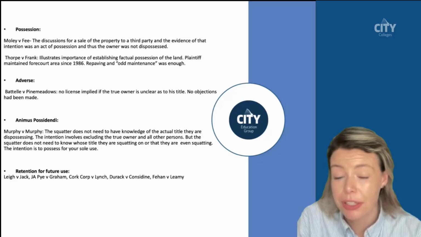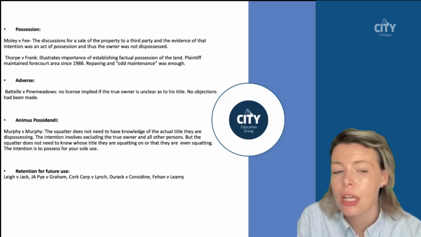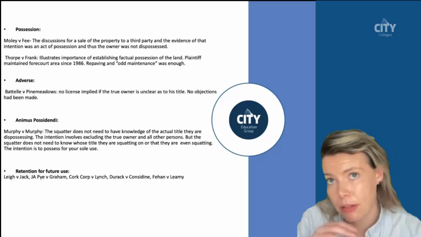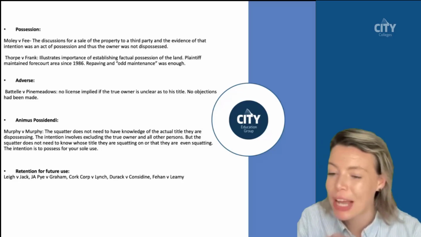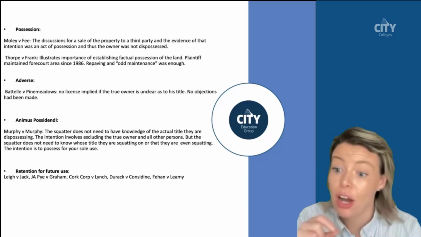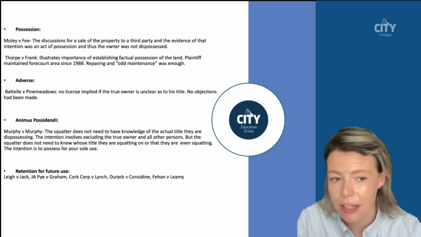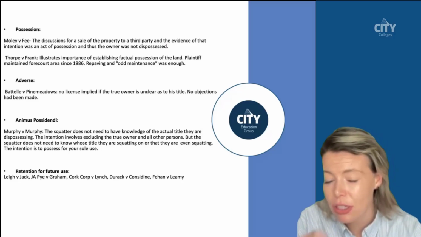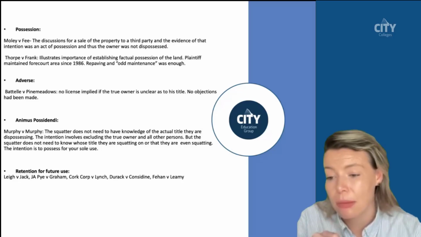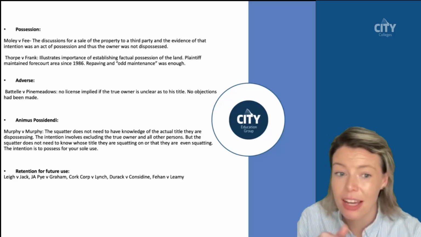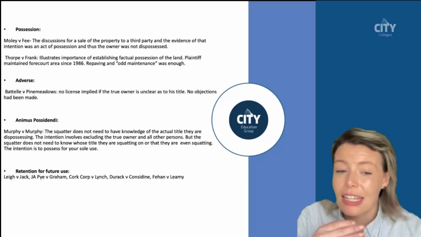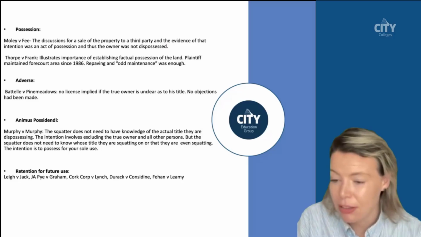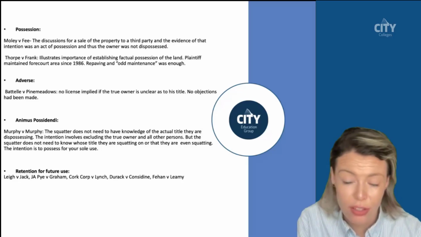The third limb of the test is where you're expected to have a broader discussion. So, animus possidendi: something that students often get confused about is that there's what I call a non-controversial and a controversial element to animus possidendi. The non-controversial part is effectively the idea that the squatter himself needs to have the intention to be on the land to the exclusion of all others, including the true landowner.